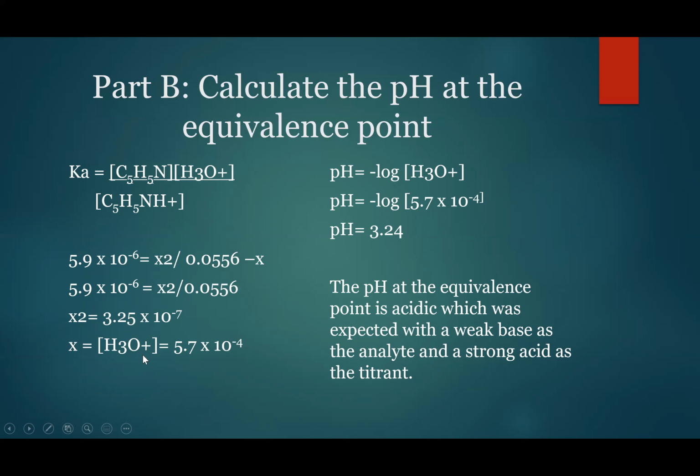So with that assumption, we have 5.9 times 10 to the minus 6 equals x squared divided by 0.0556, which gives us x equals 5.7 times 10 to the minus 4. X, which also equals the concentration of acid, is 5.7 times 10 to the negative 4. We know that our pH equation is pH equals negative log of the concentration of acid, so pH equals negative log 5.7 times 10 to the minus 4, which gives us a pH of 3.24. The pH at the equivalence point is acidic, which was expected with a weak base as the analyte and a strong acid as the titrant.